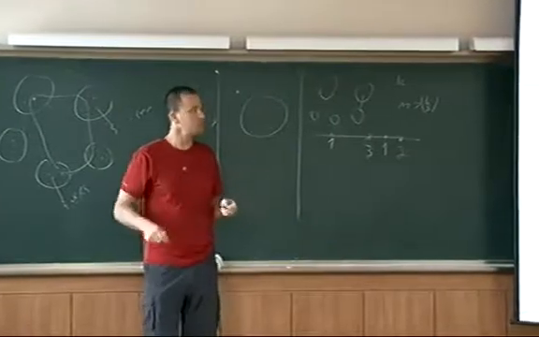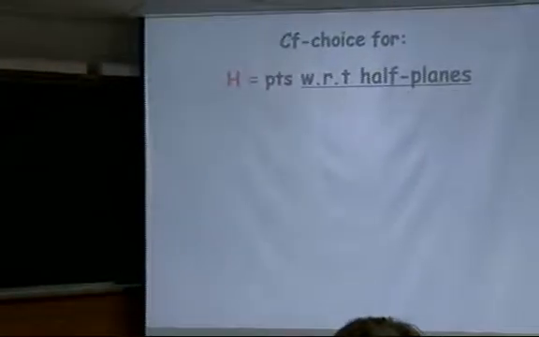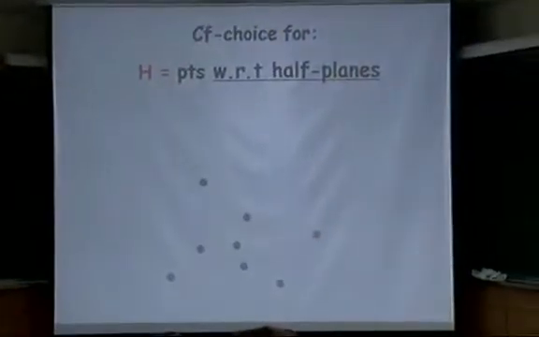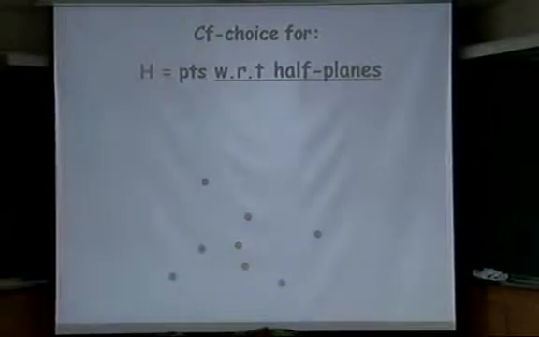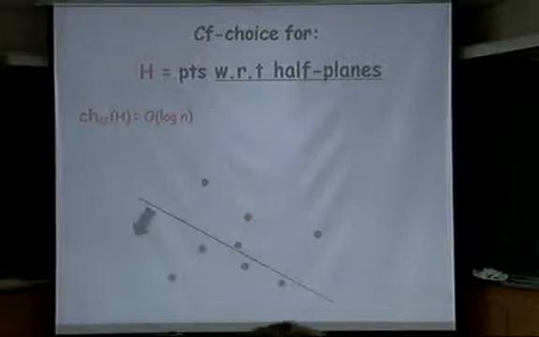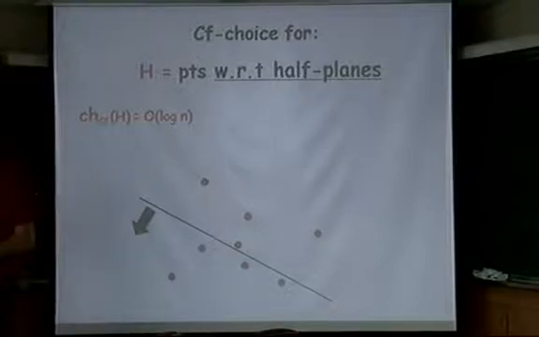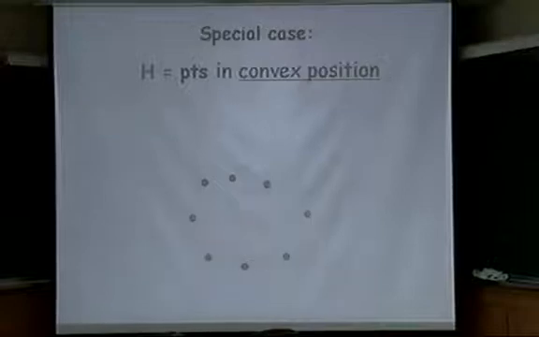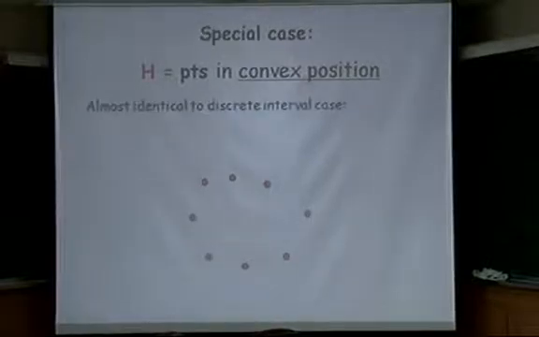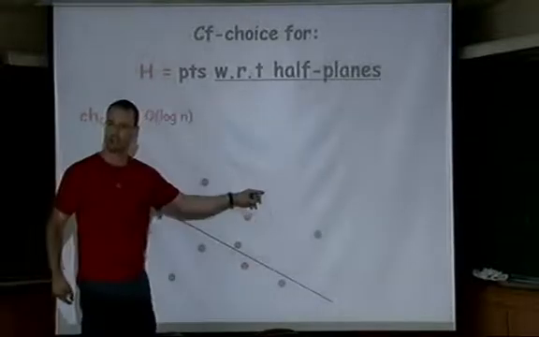Okay. Let's try to generalize intervals to the next step, which would be points in the plane with respect to half planes. So you have a bunch of points in the plane. By CF coloring, we mean assigning colors such that every half plane, you take a line and look at all the points on one side, this is a hyperedge, contains a unique color. It's easy to see that log n colors are enough, because it's almost the interval case. Basically, what you do for the regular coloring is take the convex hull of the points and ignore the internal points.